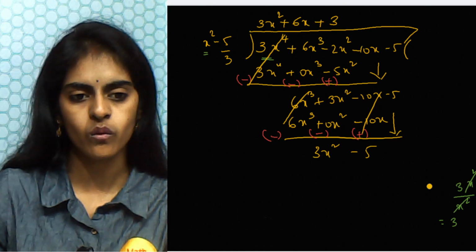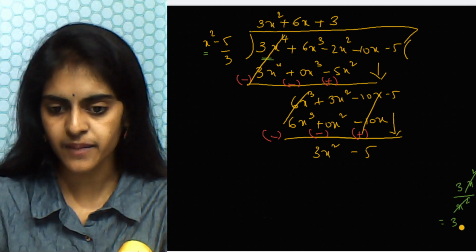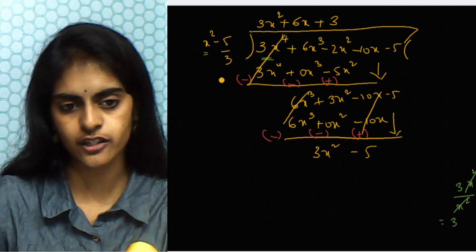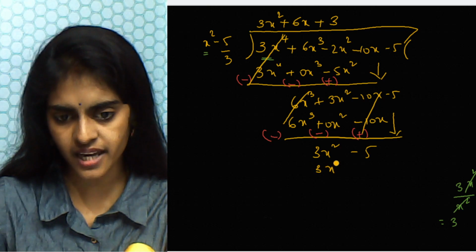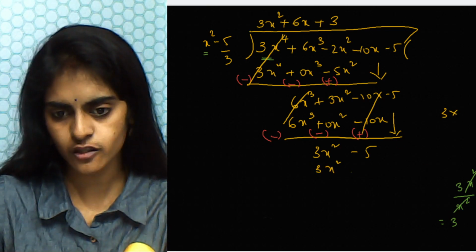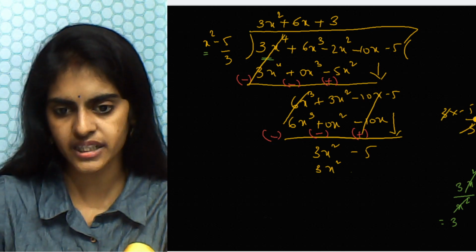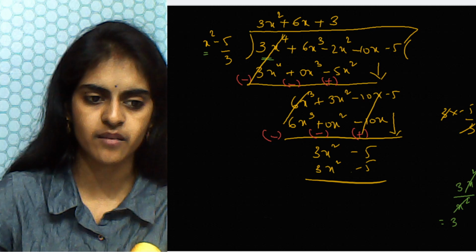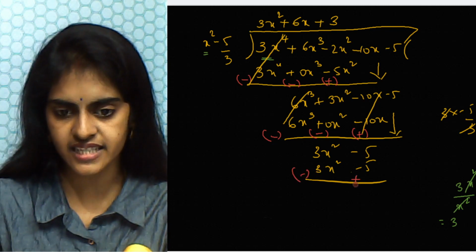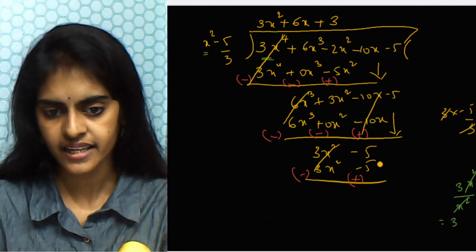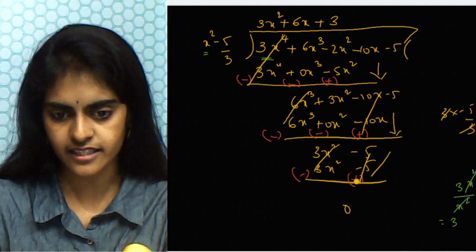What is the next step? You will multiply this 3 with the divisor. So what will you get? 3 into 3x square is 3x square, and 3 into minus 5 by 3 gives you minus 5. Now again let us subtract. So this is minus, this is plus. These two things get cancelled, so the answer is 0.